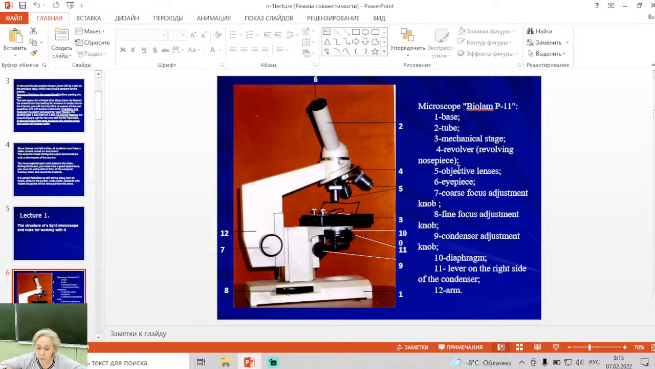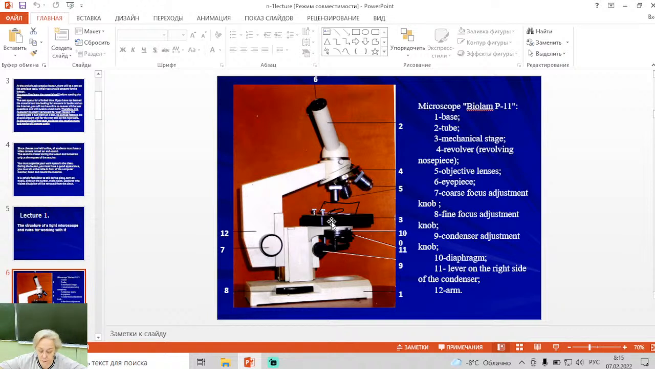The microscope consists of three parts: the mechanical part, the optical part, and the lighting part. The mechanical part of the microscope includes a base, number 1 on this picture, and a mechanical stage with a round hole in the middle, number 3. The object is placed on the stage. The light beam, allowing us to condense the objects, and transmitted light passes through the hole in the middle of the stage.